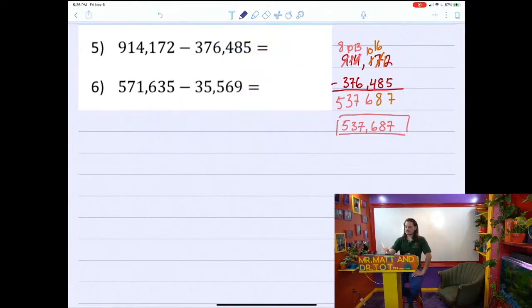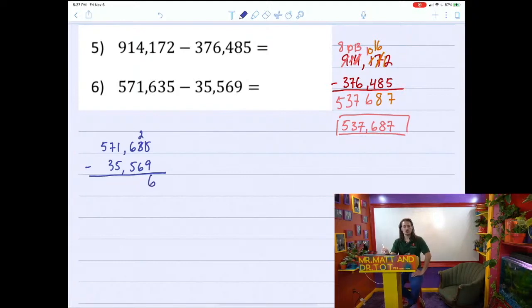For number 6, we have 571,635 minus 35,569. Going digit by digit, I can't take 5 minus 9, so I'm going to borrow 1 from 3, making it a 2, turning the 5 into a 15. 15 minus 9 is 6.